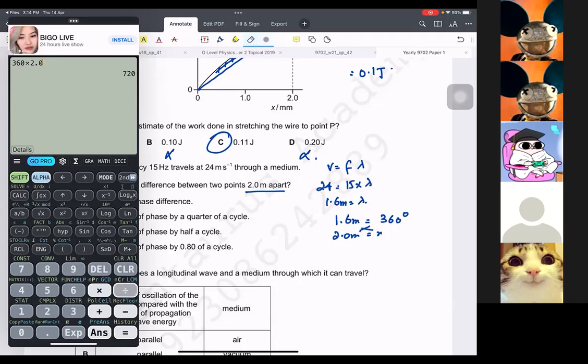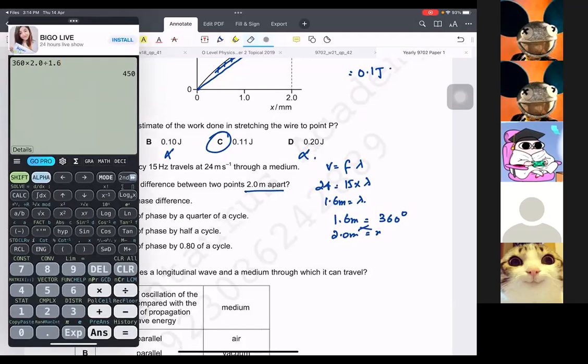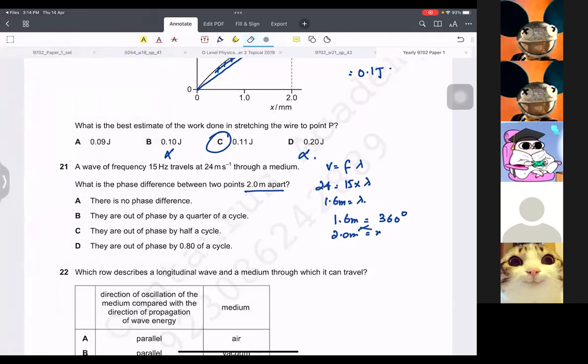360 times 2 divided by 1.6 is about 450. 450 means that actually it is 90 degrees ahead, right? So 90 degrees means a quarter, because 90 is a quarter. They are out of phase by a quarter cycle. That has to be the correct answer for sure. Right, so you do it like this.